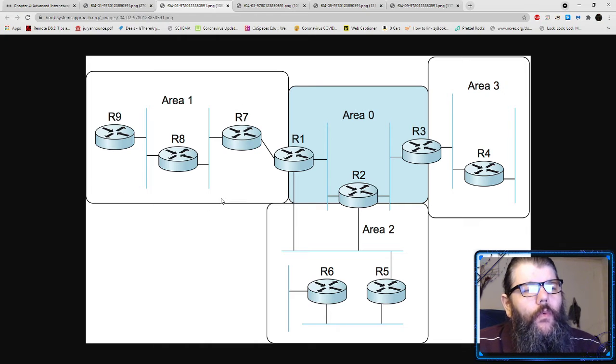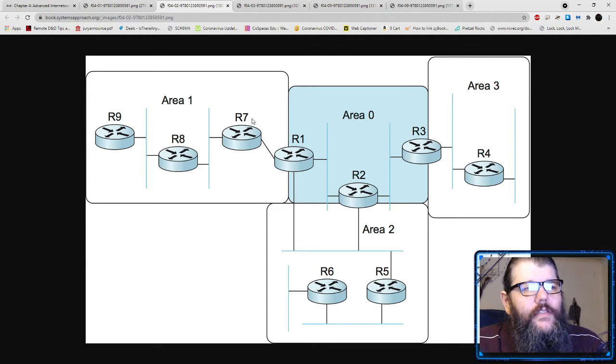So one thing that you might do is break up your internet into areas, and that's the OSPF description of what these would be called. And these areas are basically regions of the internet that you think of as operating somewhat independently. And so how does this work? Let's think about area 0, because area 0 is this backbone here.